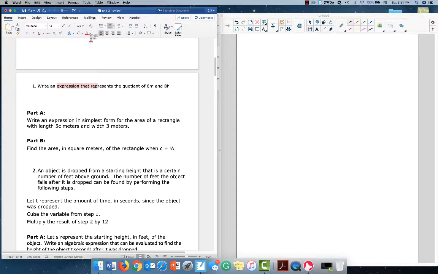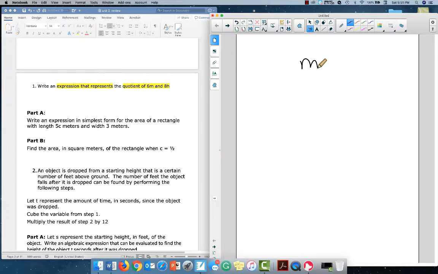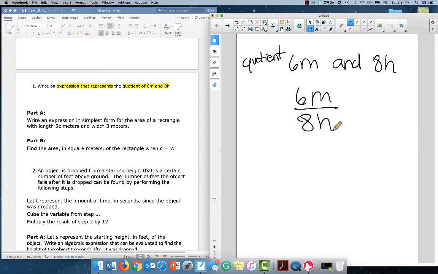Write an expression that represents the quotient. Quotient, what does that mean? Division. Remember that, division of 6m and 8h. So when they say write the quotient, I'm talking about division. So all I'm doing is 6m over 8h.